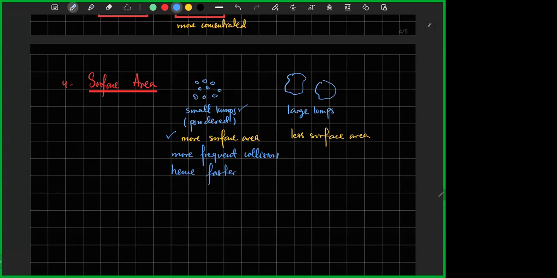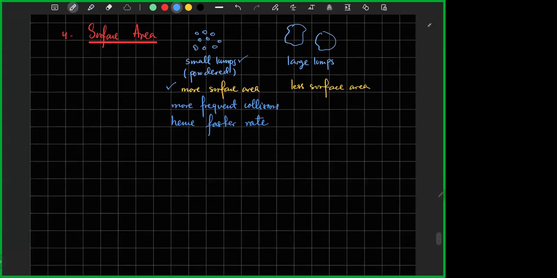So the rate of reaction would be faster in this case. Okay, so keep that in mind. Powdered, the reaction would be a lot faster. Okay, number five is a catalyst. What happens when you add a catalyst?